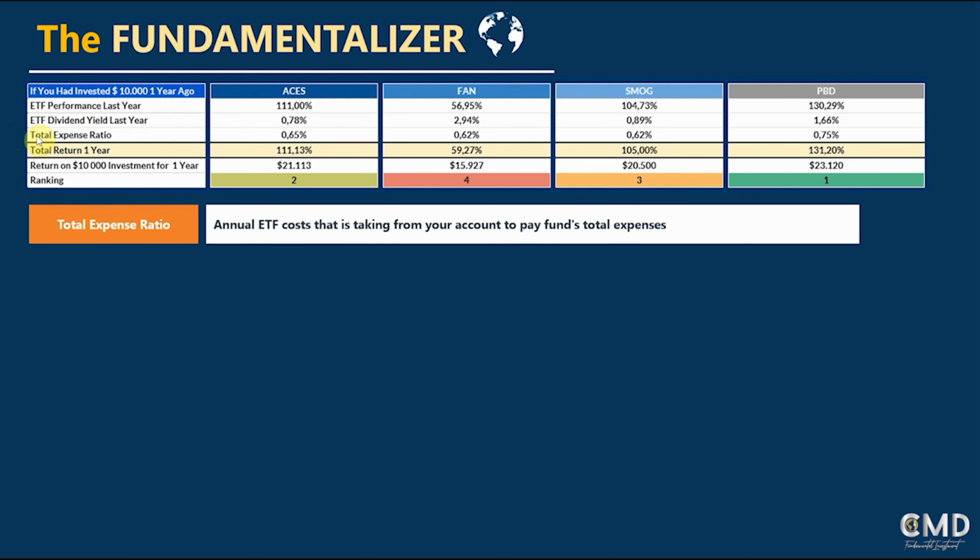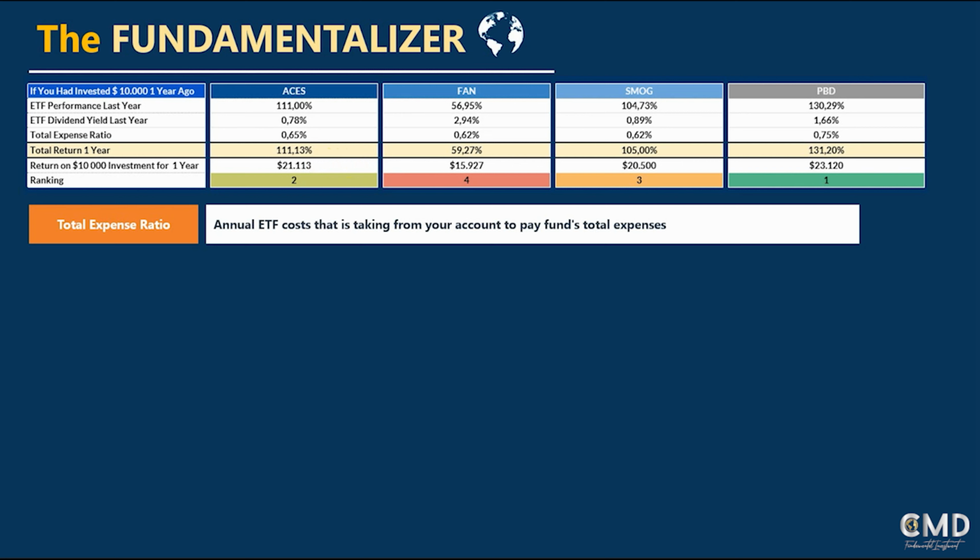And also the total expense ratio, which is the annual ETF cost that is taken from your account to pay the fund's total expenses. And as we've covered in separate videos where we are benchmarking ETFs with index funds and mutual index funds, these can creep up and really make a difference in the end, especially if you keep it for a long period, let's just say 30 years. So it's something that seems small, but it has a big impact in the end, and you therefore clearly need to understand how much you're going to pay, because it is the thing that can make a difference. So as we just mentioned, they have been doing really well the last year.